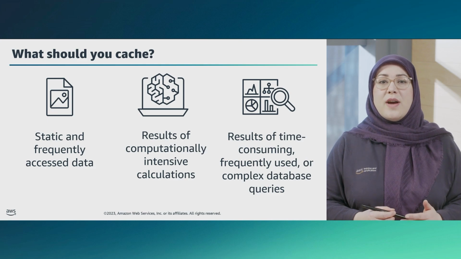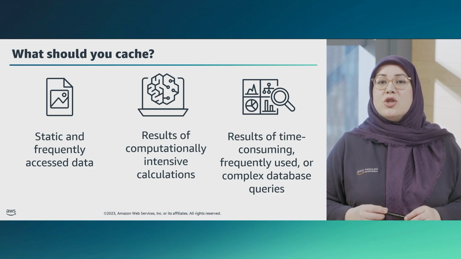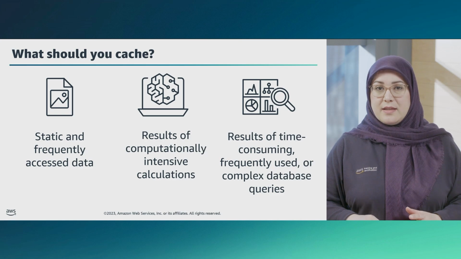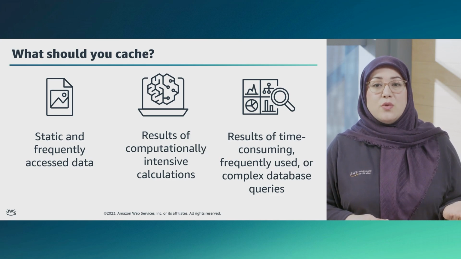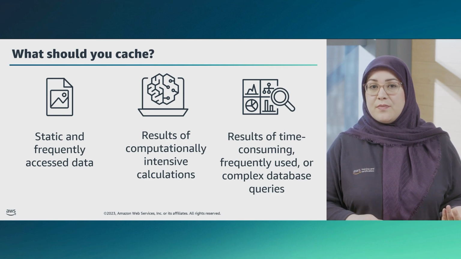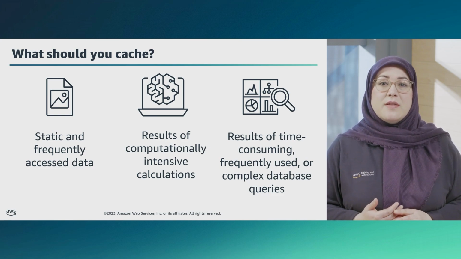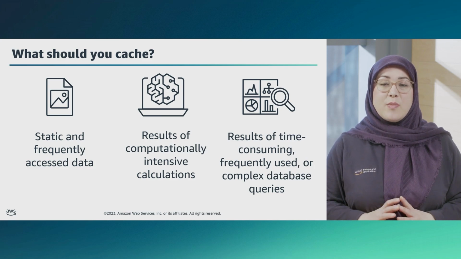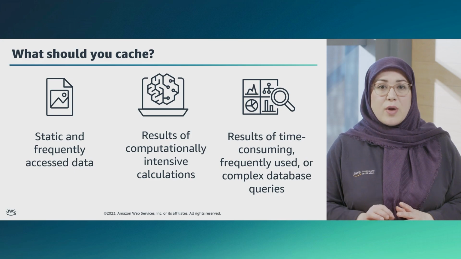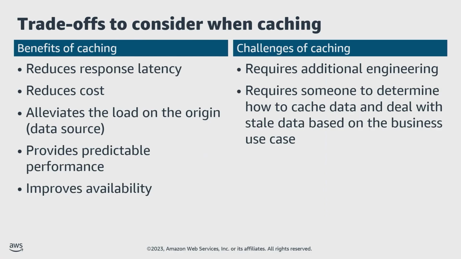For caching to provide meaningful benefits, the data should be static and frequently accessed. You don't want to cache data if caching it provides no speed or cost advantage. Certain database queries that are slow and expensive to query can create bottlenecks in applications. These are great candidates for caching.